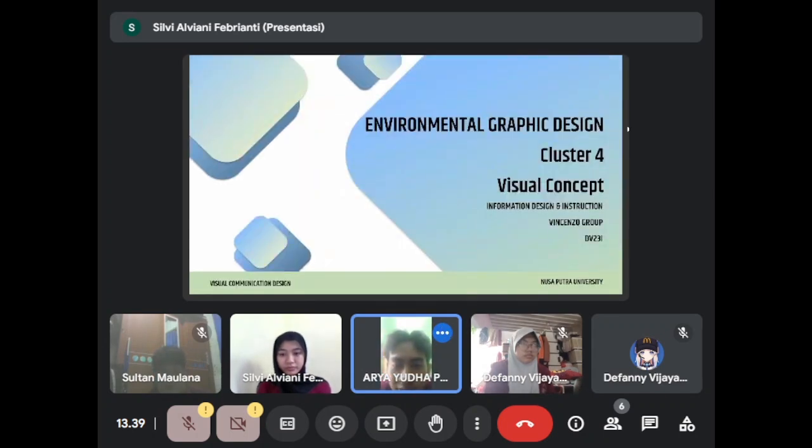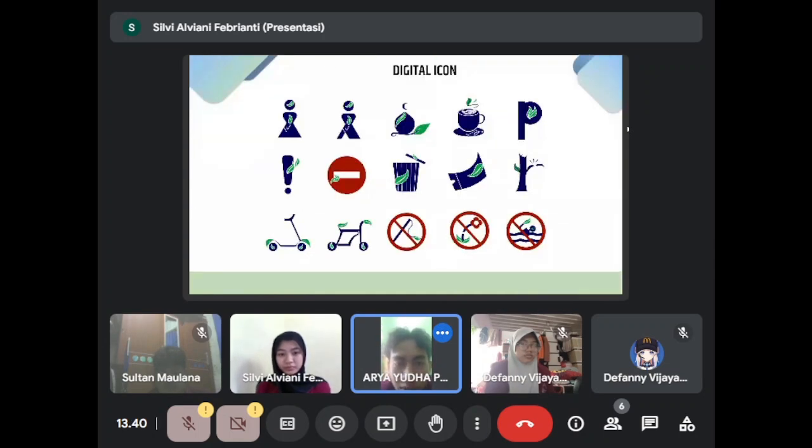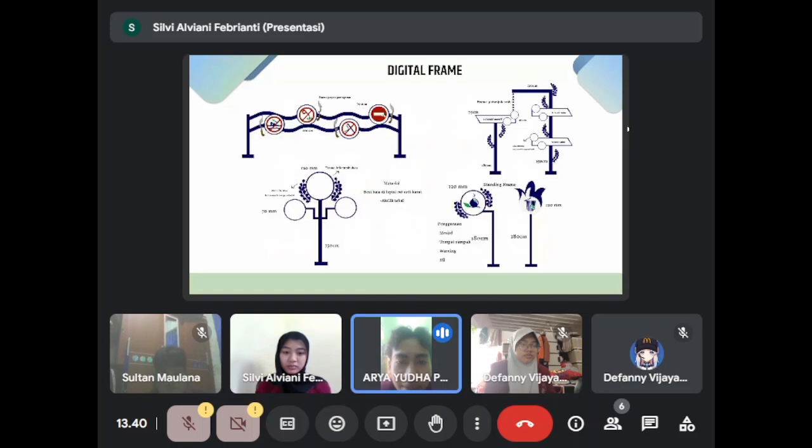Cluster 4. Here we have completed the icon. Next, we also have the frame, where the frame concept will be created using a minimalist concept. Next, please.